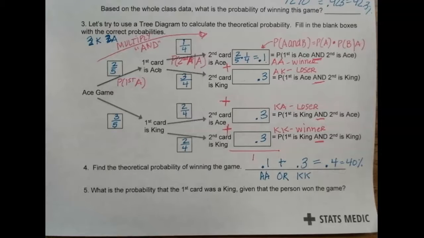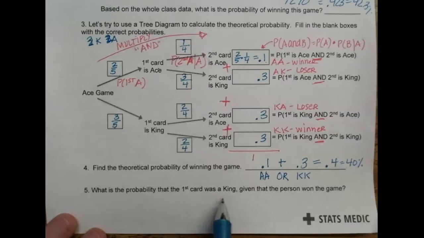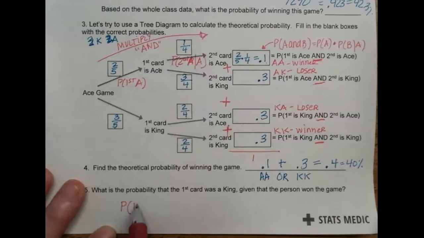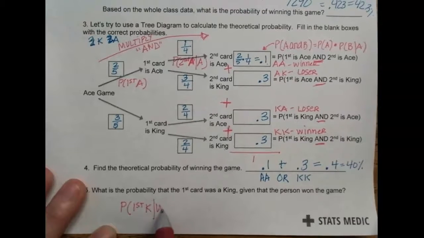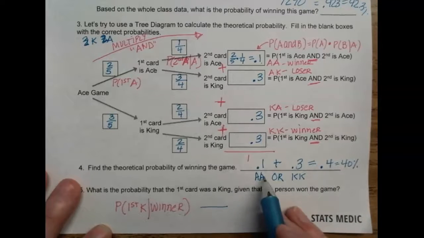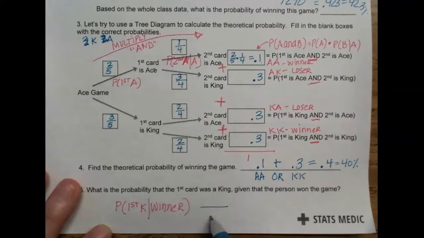All right, so now one more thing that we want to talk about is what is the probability that the first card was a king given that the person won. Okay, so let's write that. We want the probability that the first card is a king given that they're a winner. So remember, your condition is what you divide by. All right, so when we set up our fraction, we said, what's the probability of winning? Well, it's 0.4. We already found that number.